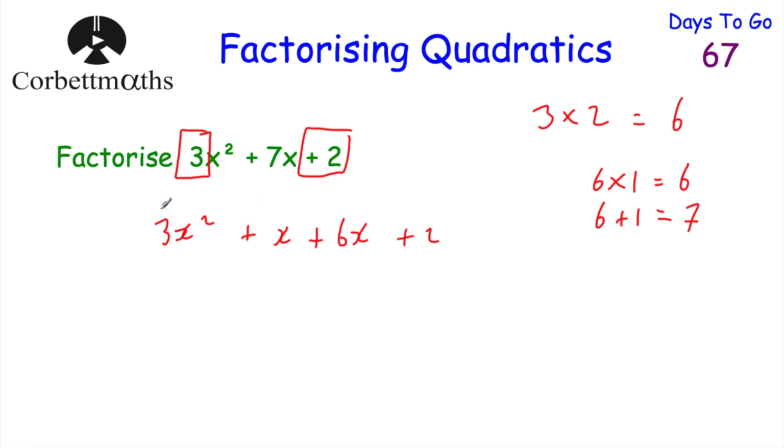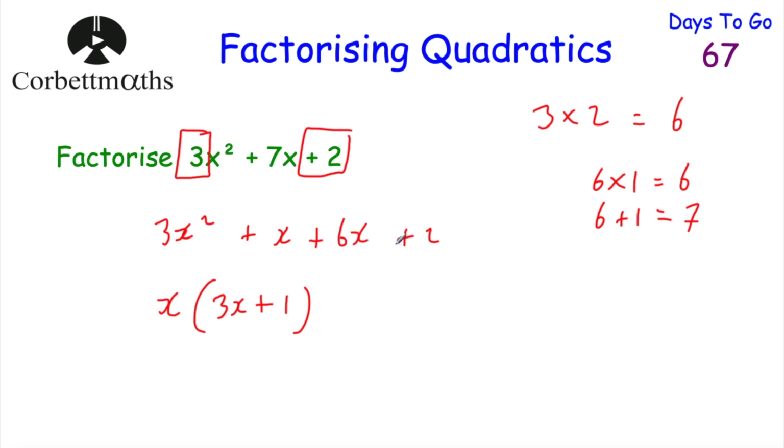Now we're going to focus on the first two terms and factorize those, and then look at the second two terms and factorize those. So factorizing the first two terms, 3x squared plus x, x could come out as a common factor, and we'll be left with 3x plus 1. If you factorize 3x squared plus x, you would get x bracket 3x plus 1, close brackets.